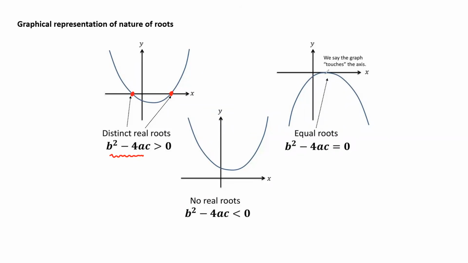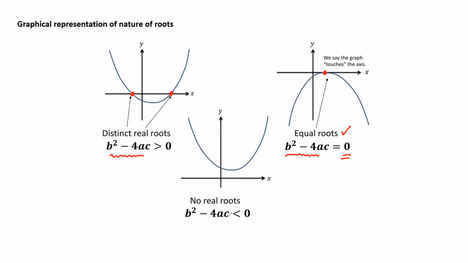Secondly, if the roots are equal, that means that this particular graph cuts the x-axis only at 1 point. It means b squared minus 4ac is equal to 0. The roots are equal. There's only one x-intercept, which, so you may know, in this case doubles up as a turning point.